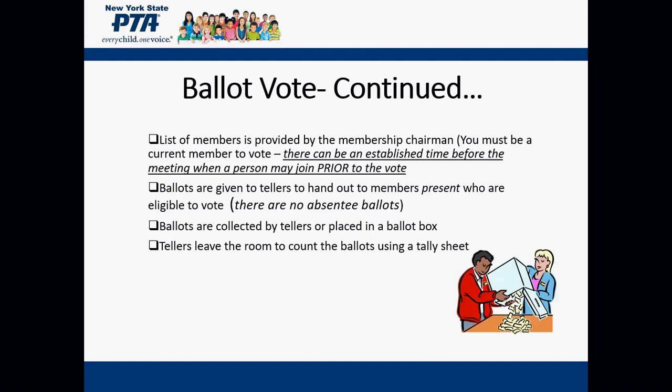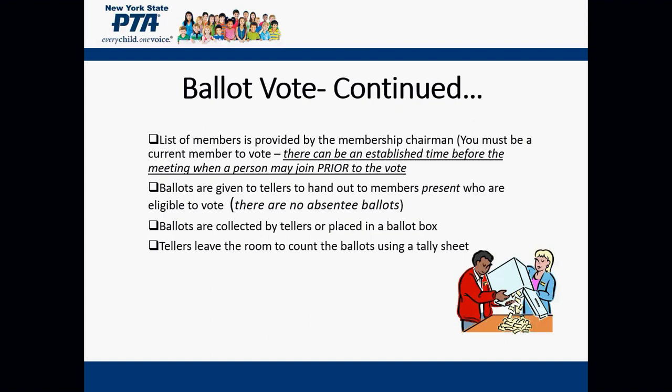A list of members is provided by the membership chair, and you must be a current member to vote. Now, this always brings up the question of, what if I'm not a member? Can I vote in the election? What you would do is establish a time. You would say, all persons who wish to vote in the election must be joined by 6:30. The meeting is starting at 7. So there's no trying to sell memberships right before the election.